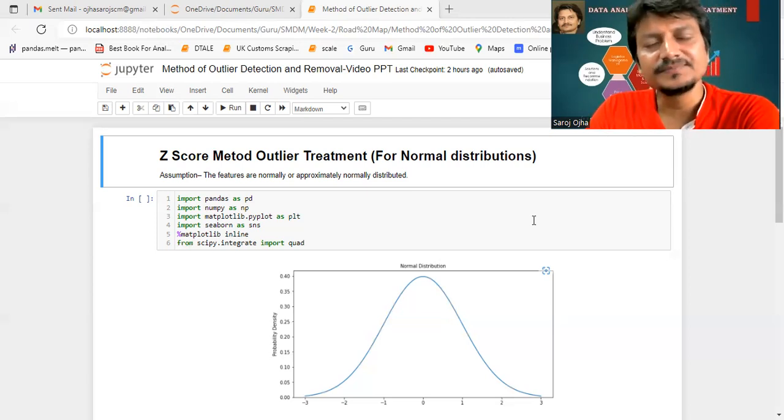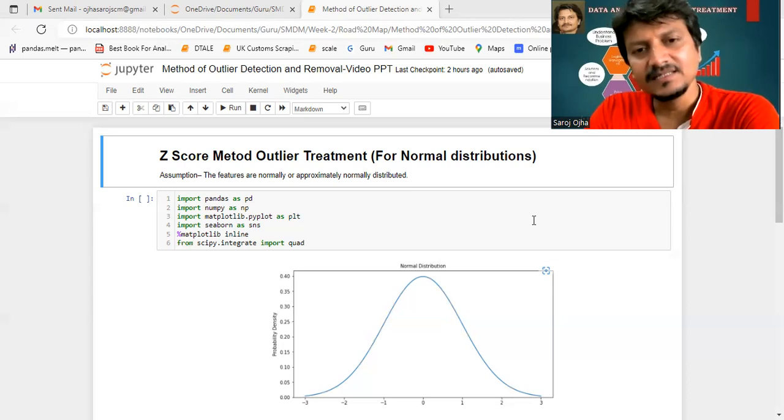Now we understood the outliers. So how to treat the outliers? There are mainly two ways to treat them: the z-score and the IQR method. Both are quite well-known methods, but they have different approaches. Z-score works on normally distributed data, whereas IQR works well when you have skewed data.